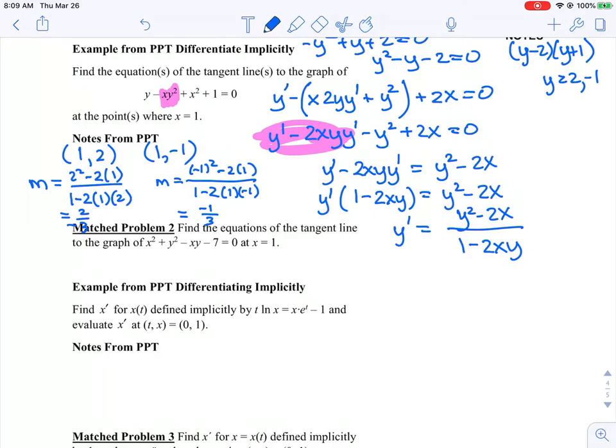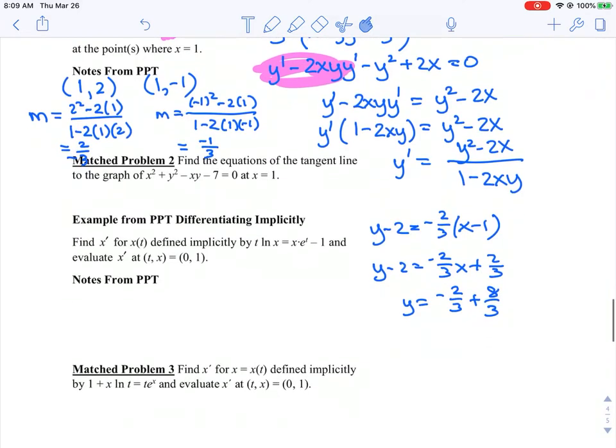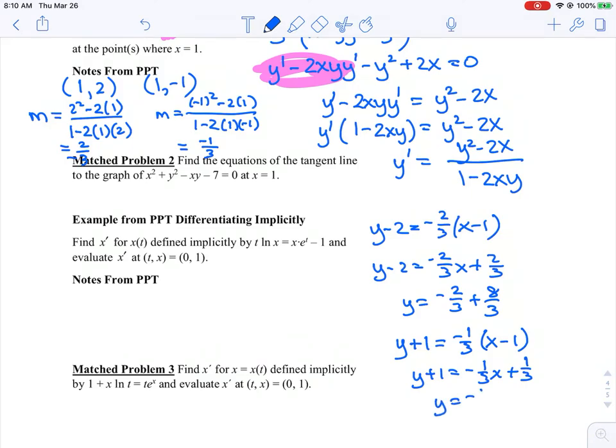Writing your equations then, taking the first one: y minus 2 equals negative 2/3 times x minus 1. Add the 2, which is 6/3. And you do the same thing for the other coordinate. We need to subtract 1, which is subtracting 3/3.